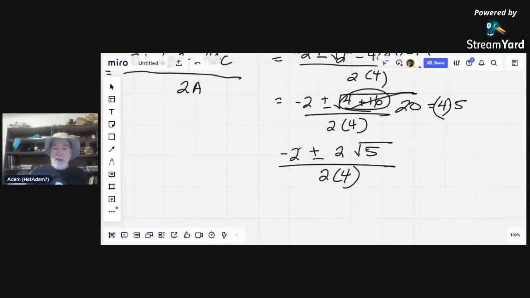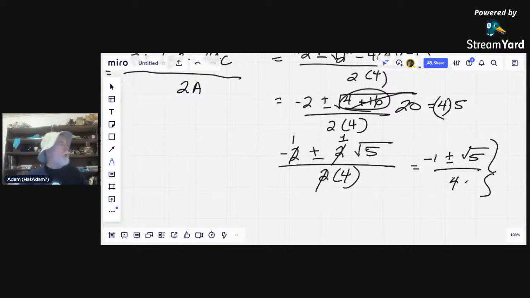So we can get rid of this 2, and that becomes -1. Get rid of that 2, and it becomes an invisible 1 here, and get rid of that 2. And we end up with -1 plus or minus the square root of 5, all over 4. Okay, and this might ring a bell, particularly if there's a 2 down there. You might recognize that as the golden ratio, and that is going to lead us into the next part of our program.